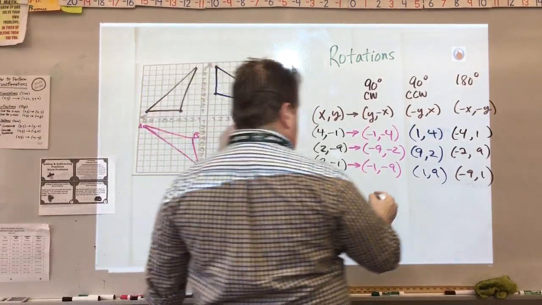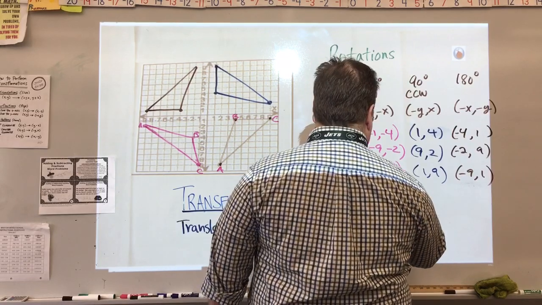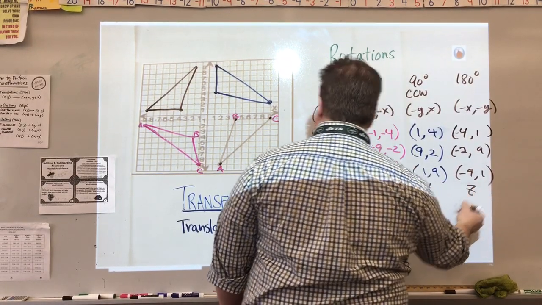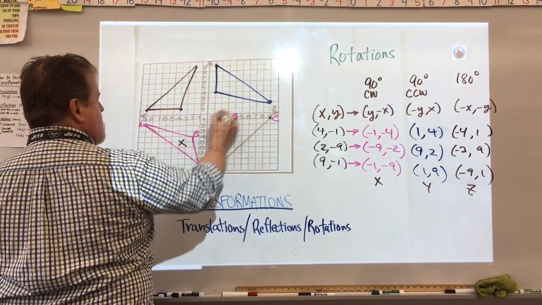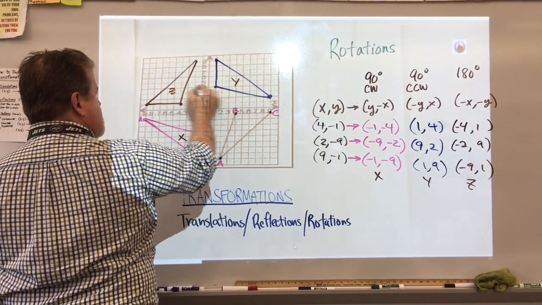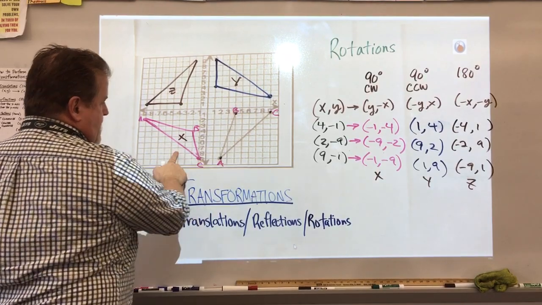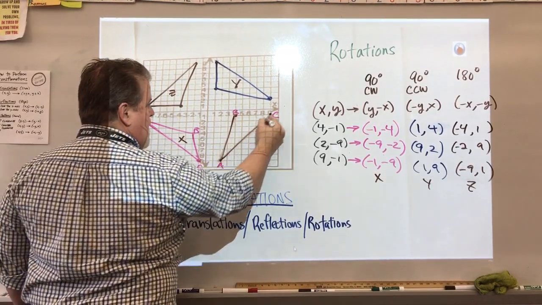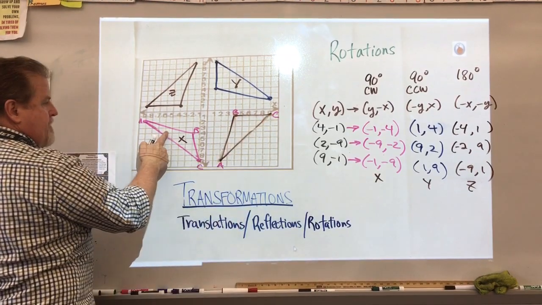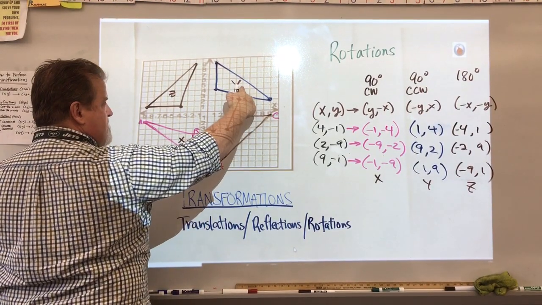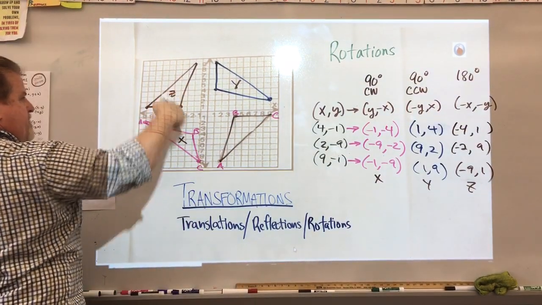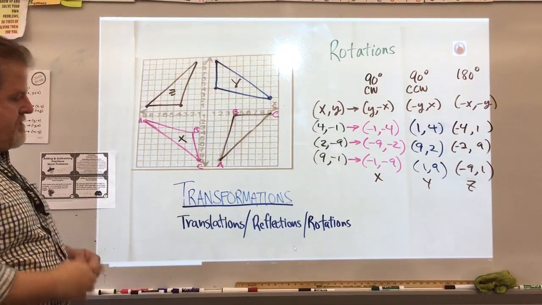So this is going to be, let's see, let's call this shape X, Y, and Z. So here is X, Y, and Z. 90-degree clockwise rotation. This was the original shape. Okay. 90 degrees clockwise rotation, 90 degrees counterclockwise rotation, 180 degrees rotation, whether clockwise or counterclockwise.